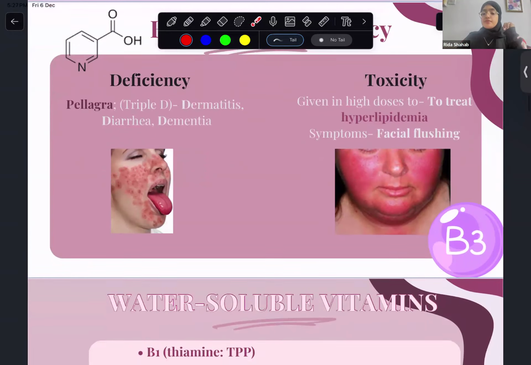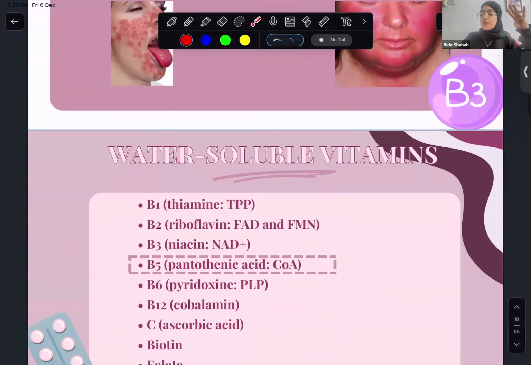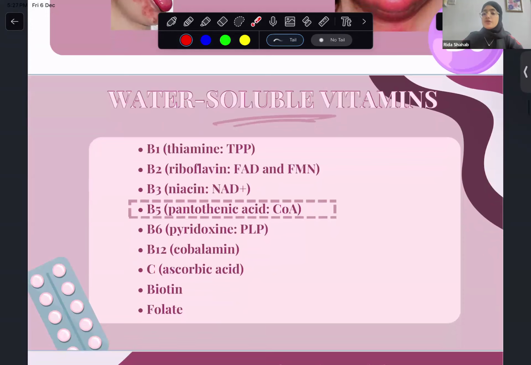Okay, so overall, we talked about B1, B2, B3. Let's just go over them all together. We talked about B1. We said the two causes are alcoholism as well as malnutrition, okay? For B2, we said there are going to be three symptoms the patient is going to present with: cheilosis, glossitis, as well as corneal vascularization. And B3, we just said the deficiency causes pellagra, which are the three Ds, whereas the toxicity causes facial flushing when you give the patient niacin for hyperlipidemia.